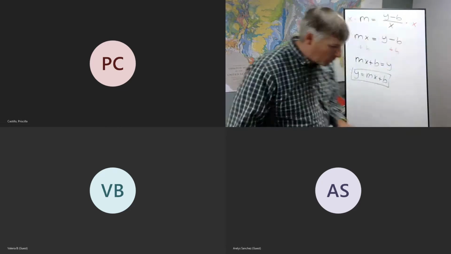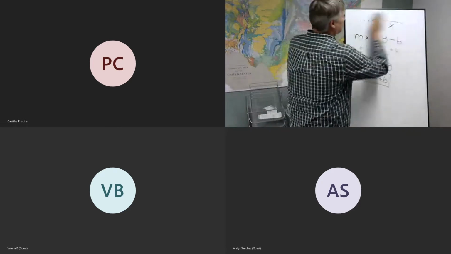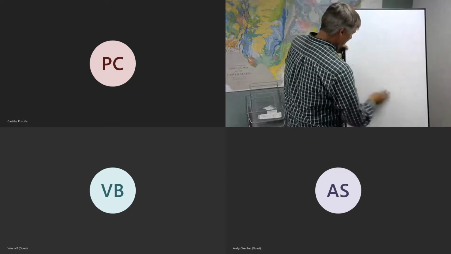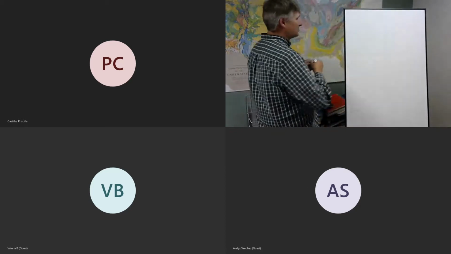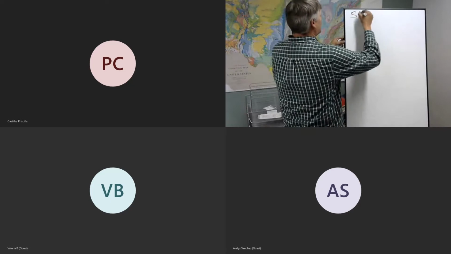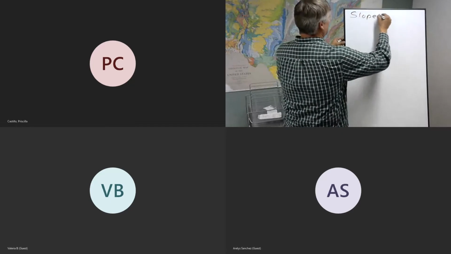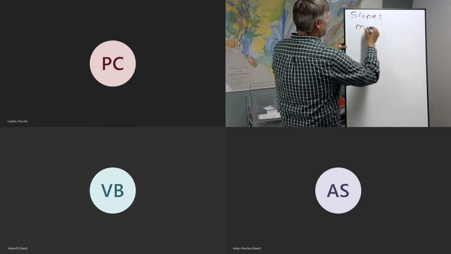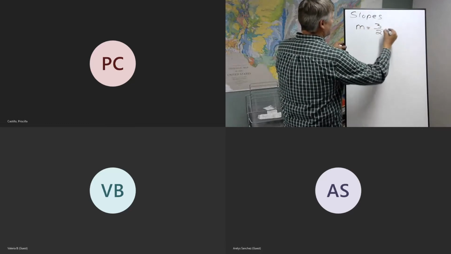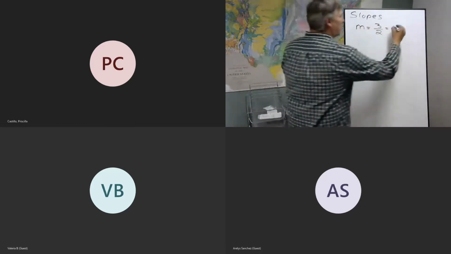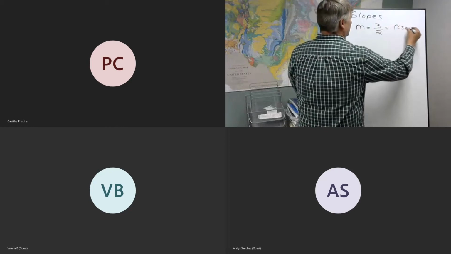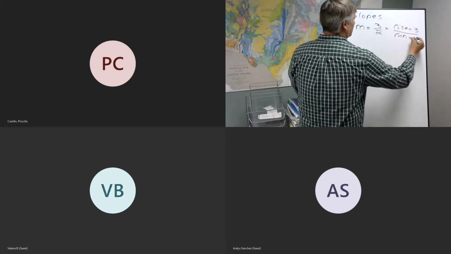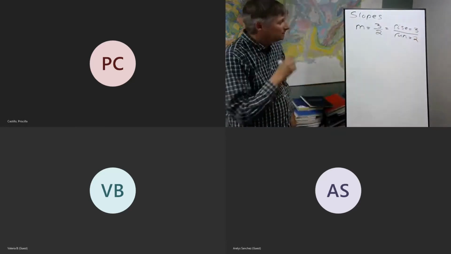So I just want to mention some quick facts about slope, and then I'll call it for a day. So I'm going to go a little bit over, but not too long. I'll make it quick. So, types of slopes. If m is 3/2, we can think of this as a rise of 3 and a run of 2.